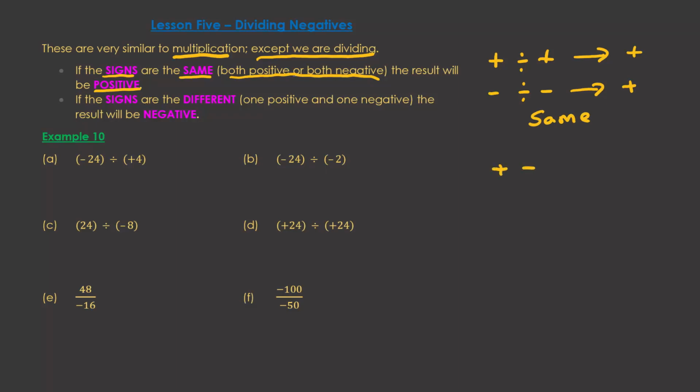If we have a positive and we divide by a negative, that gives us a negative. A negative divided by a positive gives us a negative. So when they are different, we end up with a negative.